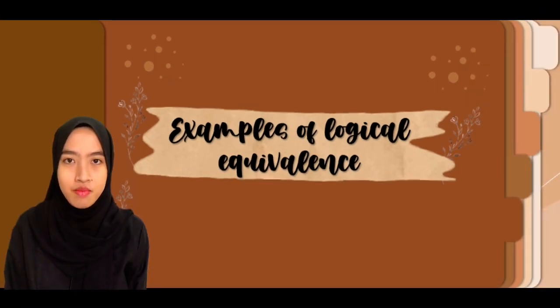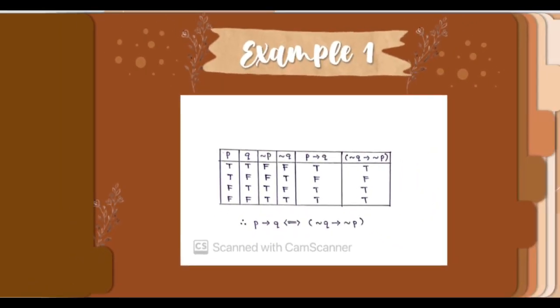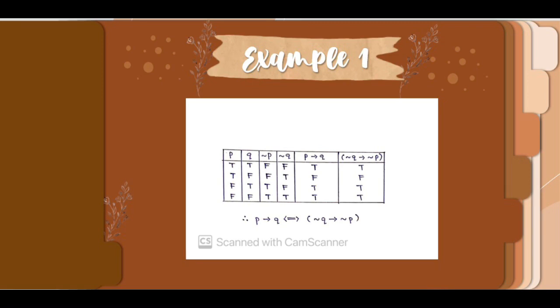Now, let us see some examples of logical equivalence. For example 1, we want to see whether P implies Q is equivalent to negation Q implies negation P or not. First, we create a truth table to check whether the results are identical or not. Then, we make a comparison between P implies Q and negation Q implies negation P. For each conclusion, make sure all the truth values are similar. After we check, there are the same results for both statements, so we can say that P implies Q and negation Q implies negation P are identical, and we can conclude that the two statements are logically equivalent.